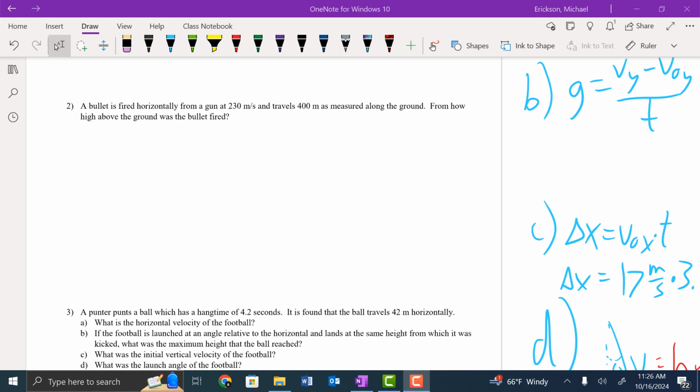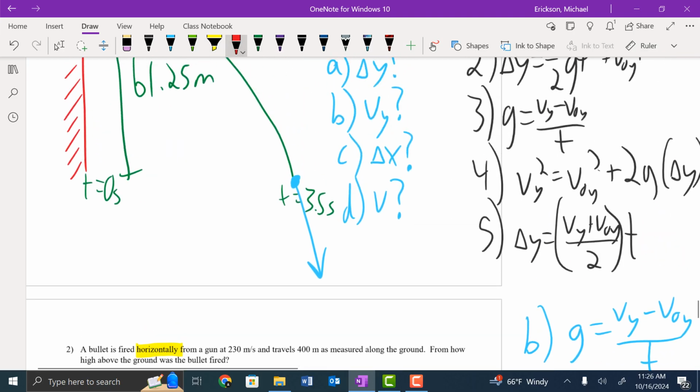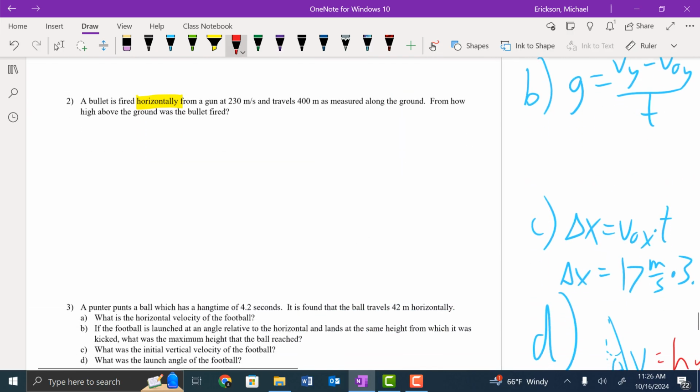All right, so we're going to move on to this next problem. And what I'll say is first, I want you to try to set it up. I want you to draw the picture. I want you to list any variables they give you and put it on there. And I'll just remind y'all, they say fired horizontally. Try to remember on the last problem what that meant and see where you go.